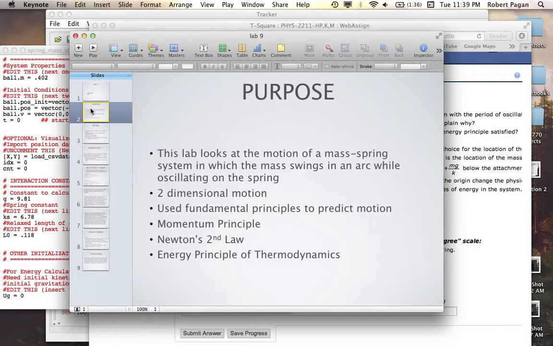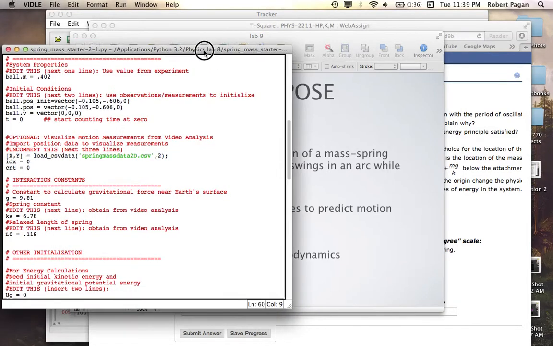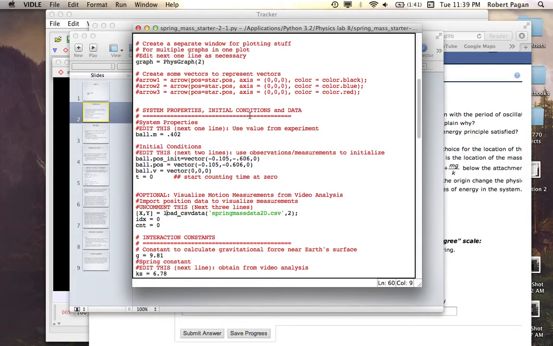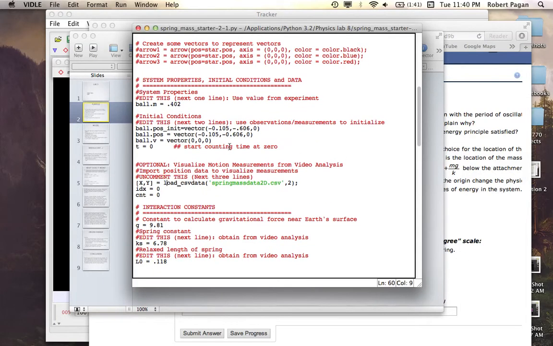We looked at two-dimensional motion, used fundamental principles to predict the motion, used the momentum principle as a position update, and then used Newton's second law and the principle of thermodynamics. Here's our code for the initial position, and just the code itself, but all the initial conditions we used, we came up with on our own, basically based on the tracker video.